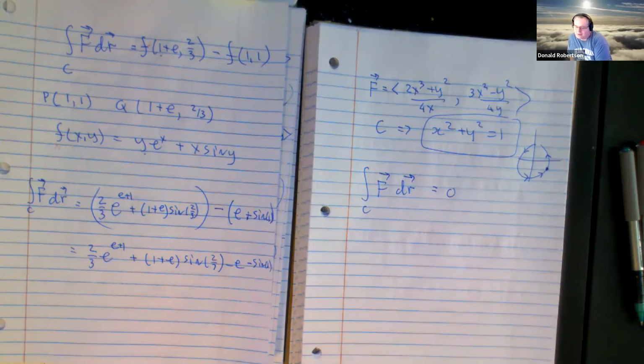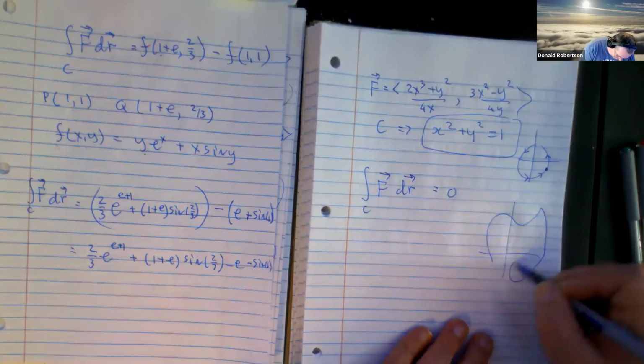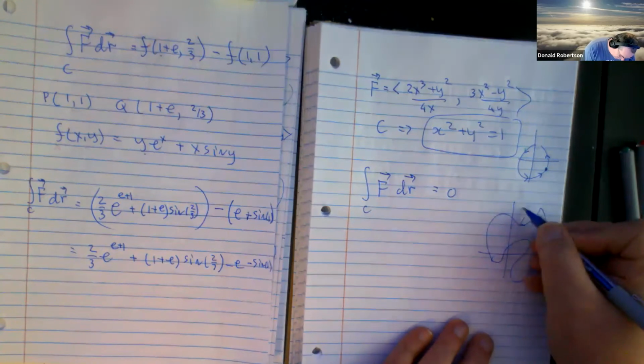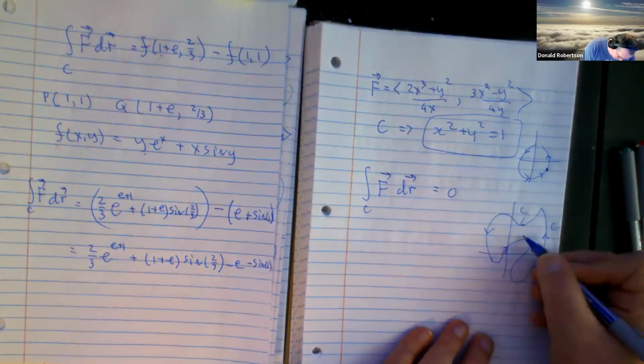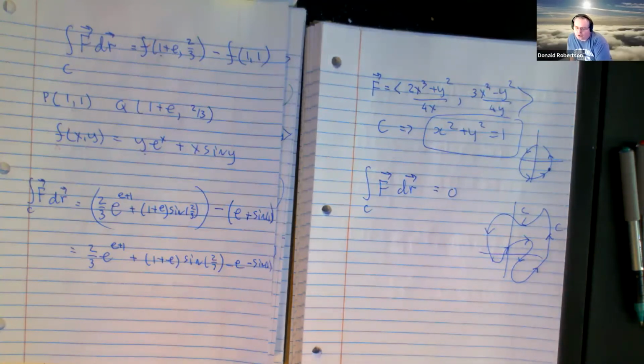So if someone gave me a conservative field and they drew a loop and they said, that's my curve C, I could spend 20 minutes finding the potential function, but I wouldn't bother when I can just say the answer is going to be 0. So if it's a closed loop, in other words, you start and you finish at the same place, you're always going to get 0 in a conservative field.